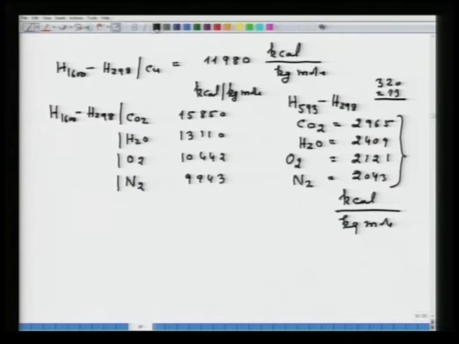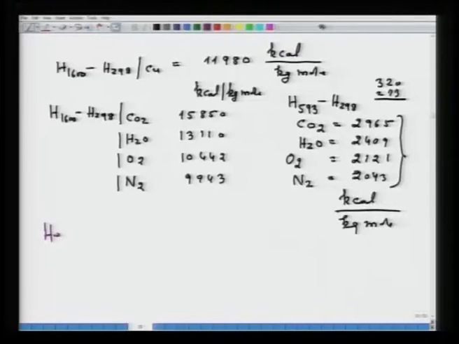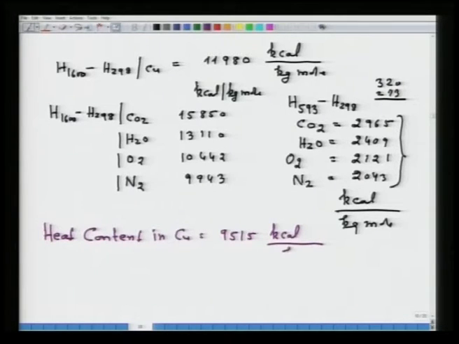So, first of all you can calculate the heat content in copper, because you have to find out the losses. All the values are given, you can convert kg to kg mole and so on. So, the heat content in copper will be equal to 9515 kilocalorie per hour.